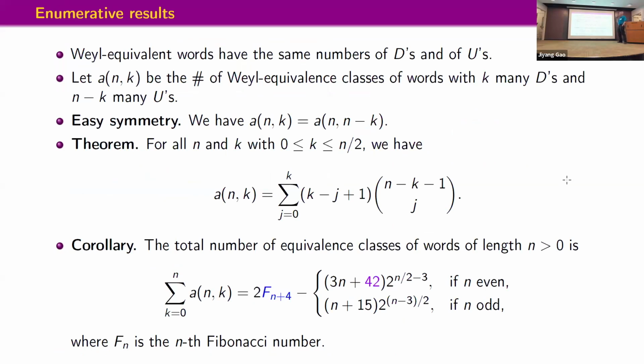So Weil equivalent words have the same number of d's and of u's. So if we let a of n,k be the number of Weil equivalence classes of words that have k d's and then n minus k u's, it's not hard to see this symmetry. Richard had some conjectures that were phrased as recursions or as generating functions, but we were able to write down a fairly simple formula and even prove it in a straightforward way, a formula for a of n,k that then all the other conjectures could be derived from.